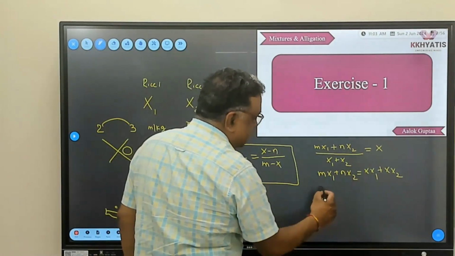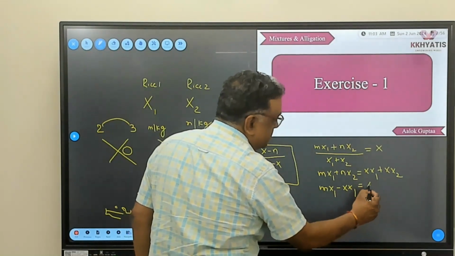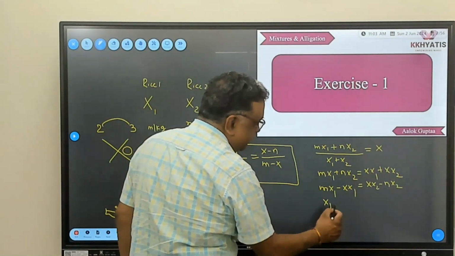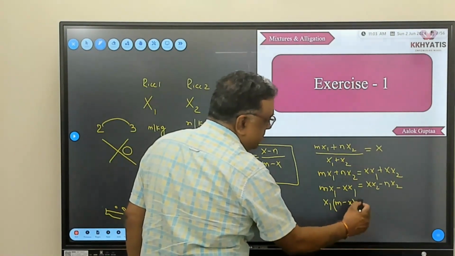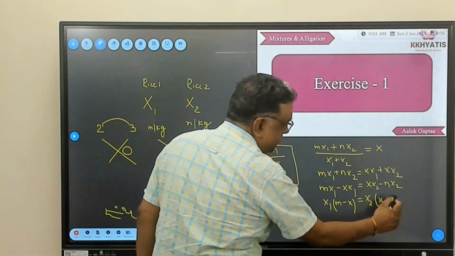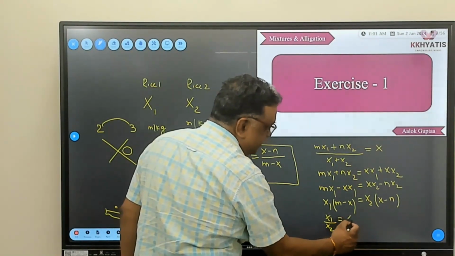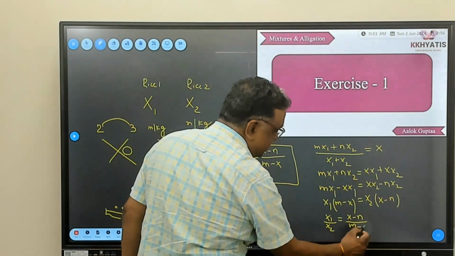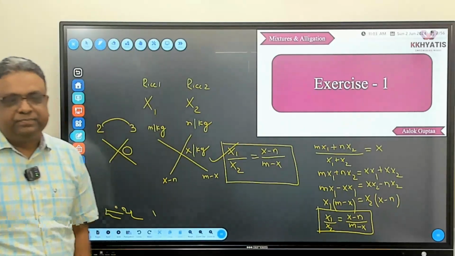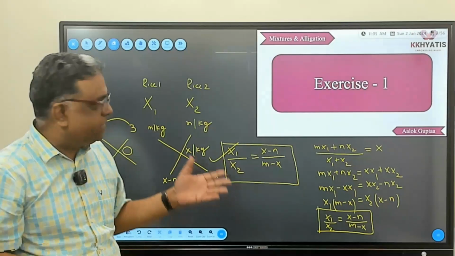I will take all the x1 quantities on the same side. mx1 minus xx1 is xx2 minus nx2. If I take x1 out from here, it will be m minus x. If I take x2 out from here, it will be x minus n. So if I take the ratio x1 upon x2, it will be x minus n upon m minus x. This is exactly what we are trying to tell. Now let us start doing some numericals based upon this concept.